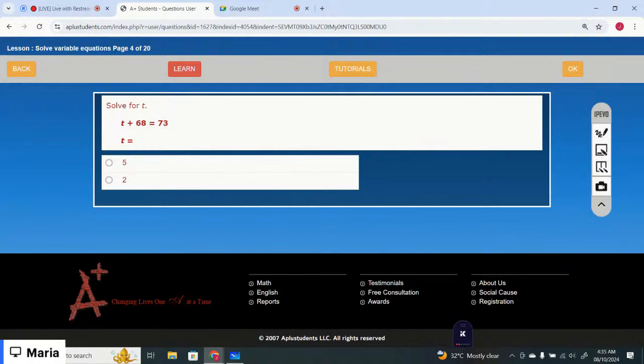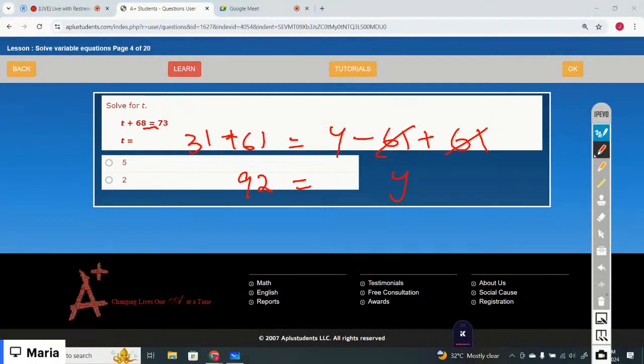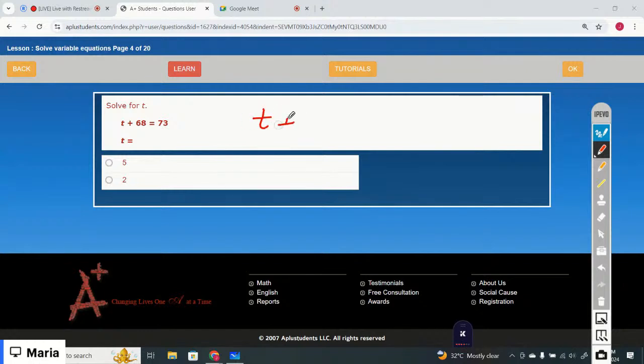Solve for t. T plus 68 equals 73. So which is the correct option? You need to isolate the variable t. So the opposite of addition is subtraction.